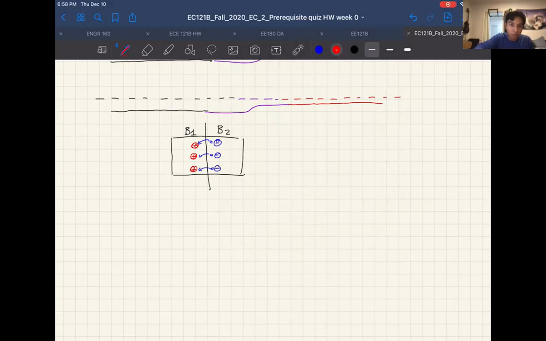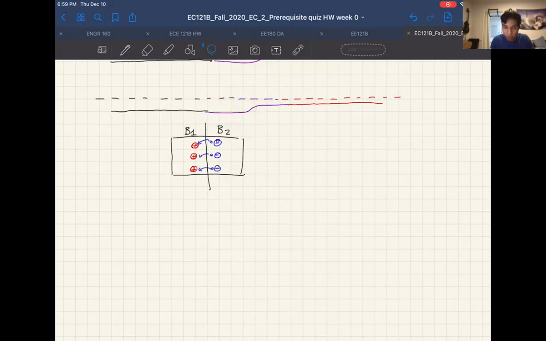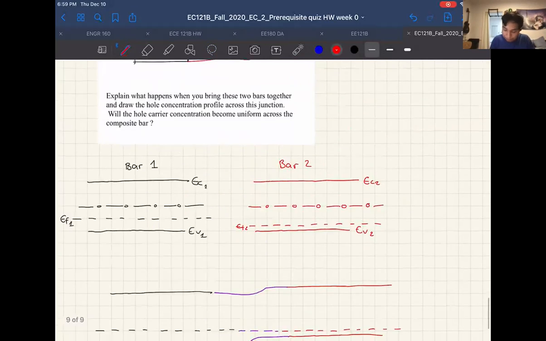So they'll create some immobile charges, negative charges on B2 and positive charges on B1. This will generate an electric field, and that electric field will oppose the diffusion until they reach an equilibrium. So that's physically what's happening. It's the same process as a p-n junction, except now it's only with holes, but you're going to focus on the holes that are on the most doped side. That's a small side note.